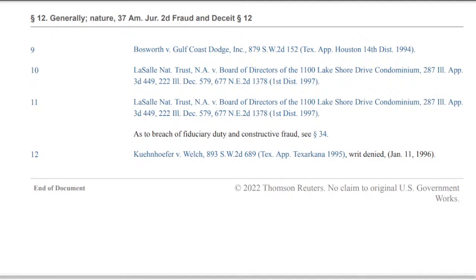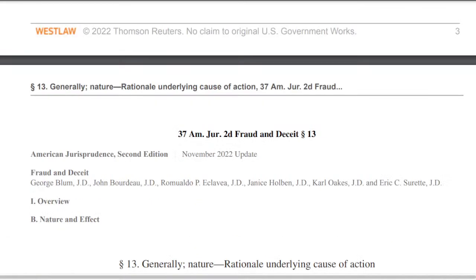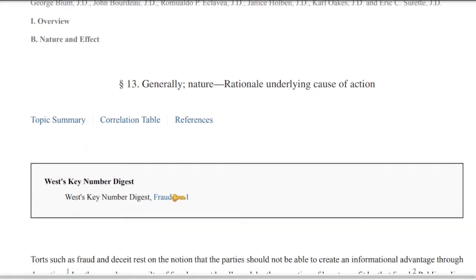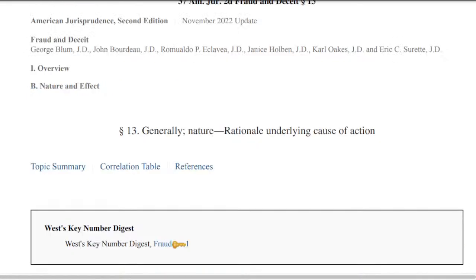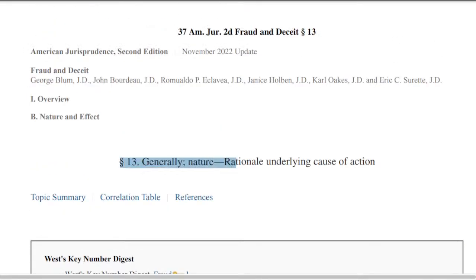And looks like we're getting down here to general nature, rationale underlying causes of action. Okay, so we're going to get on to this for the next one, on number 13. Let me write this down with my number 7 Esquire pen and pad of paper. So this is fraud and deceit, and we're writing on section 13, generally the nature of the rationale underlying causes of action.